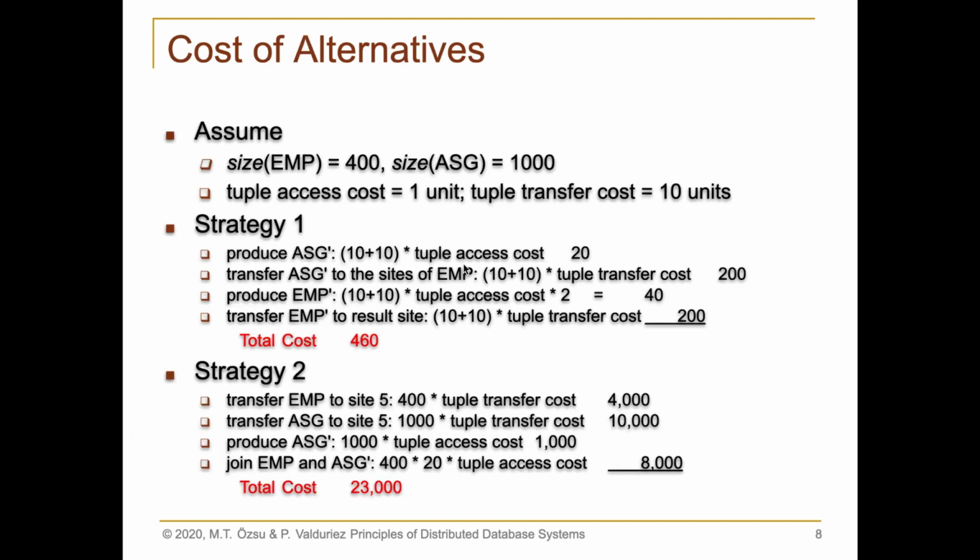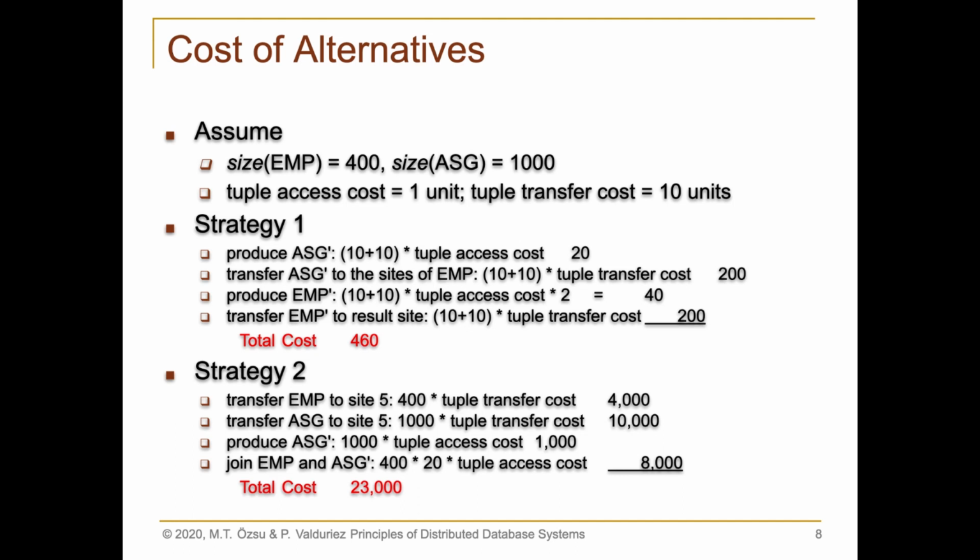In order to calculate the cost of executing the query using strategy 1 and strategy 2, we have to first set some benchmarks so that our simple cost calculation model utilizes them. So the first benchmark is the size of employee and assignment. The size of employee is 400 tuples and the size of assignment is 1000 tuples. The tuple access cost, the cost that we spend to access a single tuple in a relation, is said to be 1 unit. And the cost that we require to transfer one tuple from a site to another site is estimated to be 10 units.